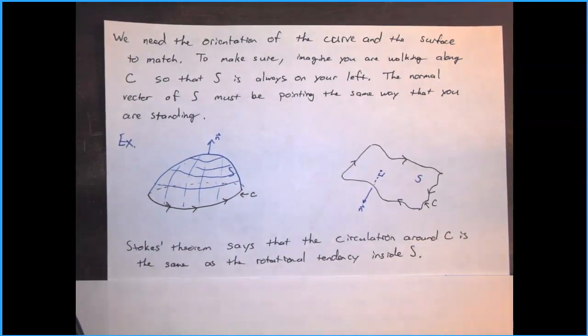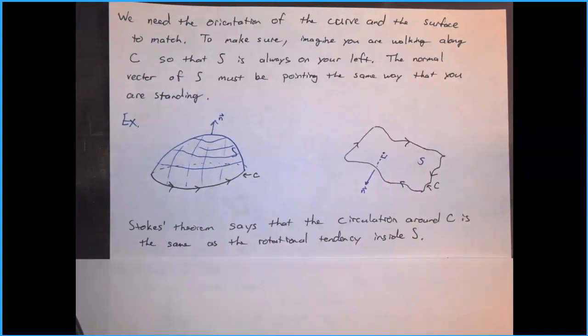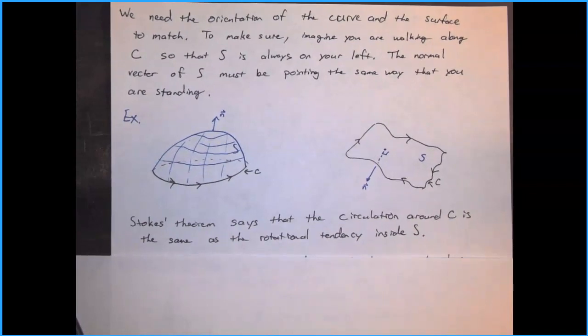Now what is Stokes' theorem saying? Similar to Green's theorem, it's saying that the circulation around C is the same as the rotational tendency inside S, or the work done by the vector field along this curve is the same as how the vector field is causing things to rotate inside the surface. Okay?